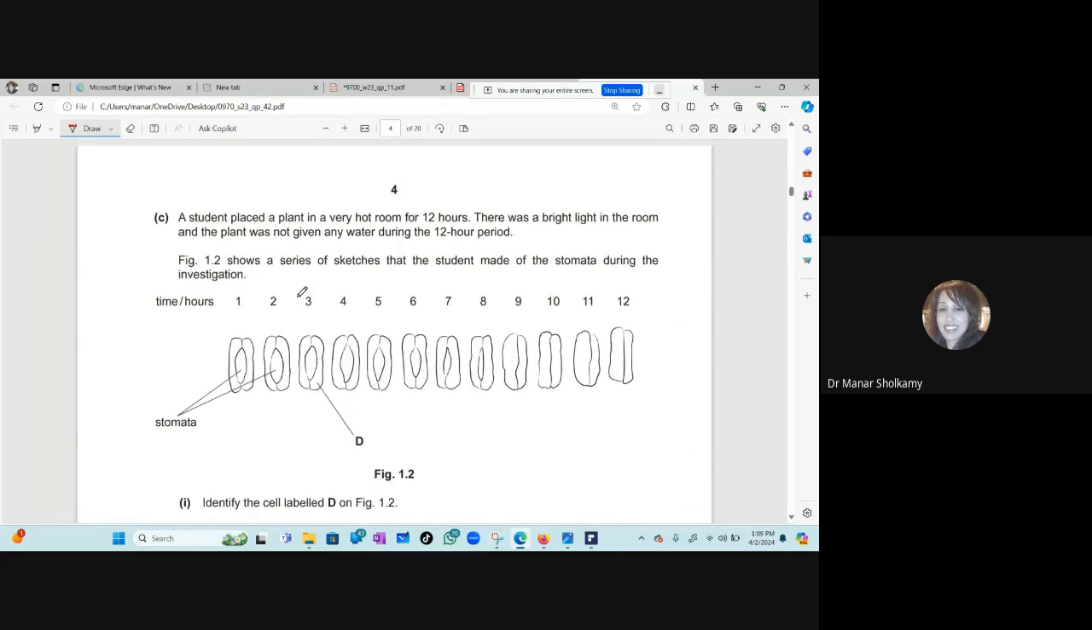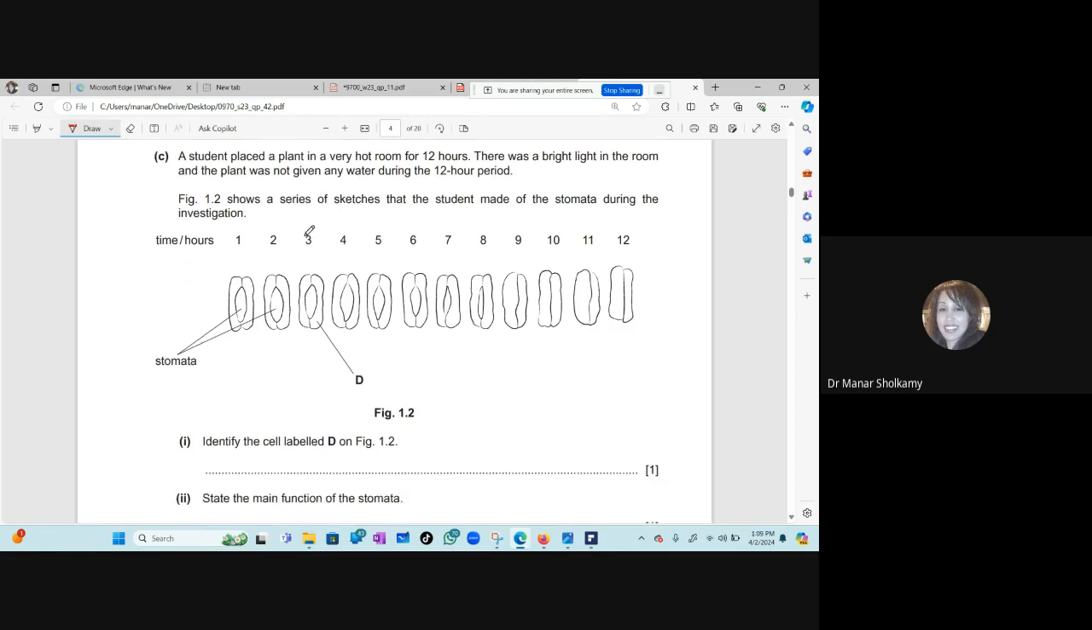Okay, this is the core question. A student placed a plant in a very hot room for 12 hours. There was a bright light in the room, and the plant was not given any water during the 12-hour period. Figure 1.2 shows a series of sketches that the student made of the stomata during the investigation. Now, please concentrate on the investigation. The room was very hot for 12 hours, and there was no water for 12 hours. So what will happen to the guard cells and the stomata? What is happening with time?